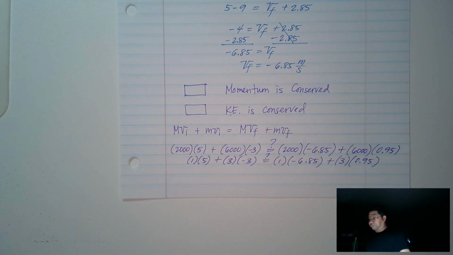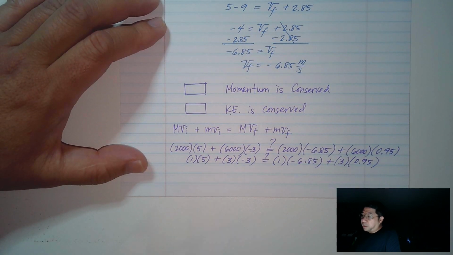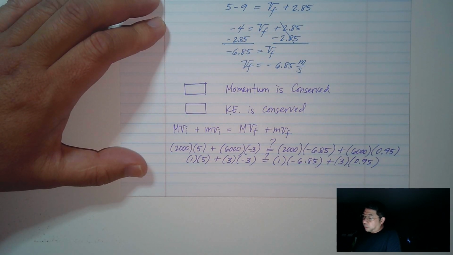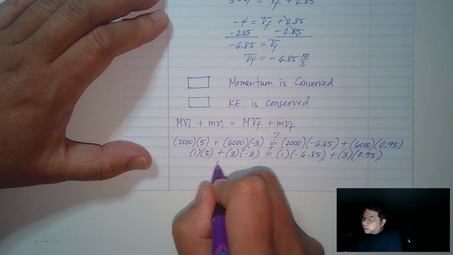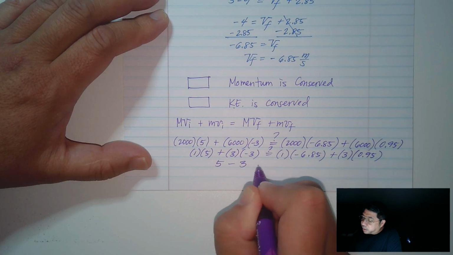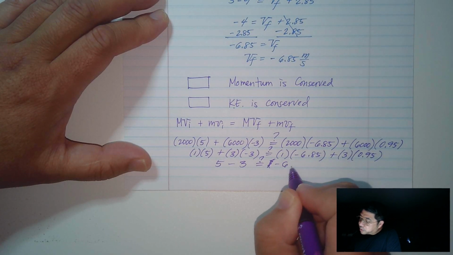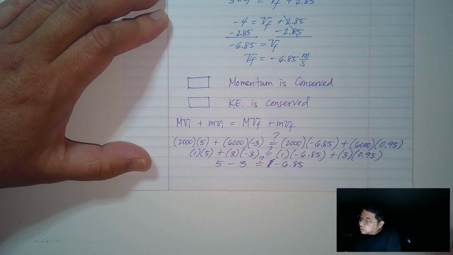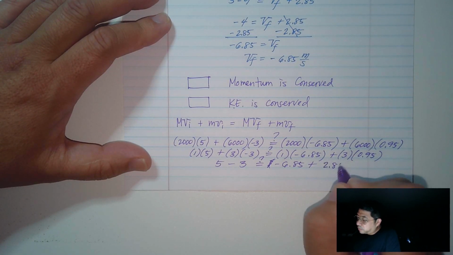They're going to be equal. That is the question. So what is 5 times 1 times 5? So that's 5. 3 times 3, negative, so that's negative 3. Is it equal to negative 6.85 plus 3 times 0.95, which is 2.85.